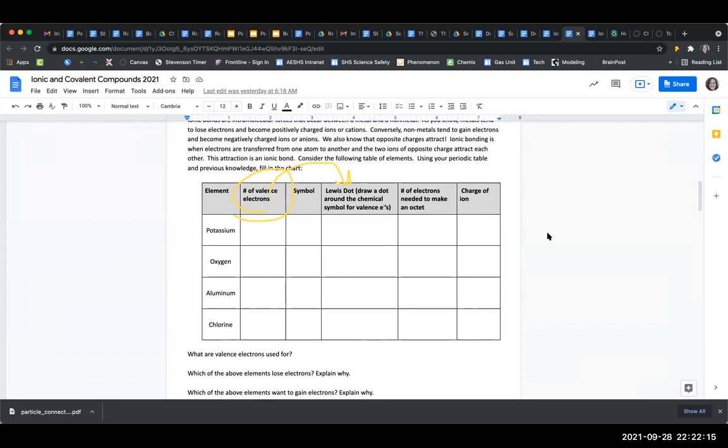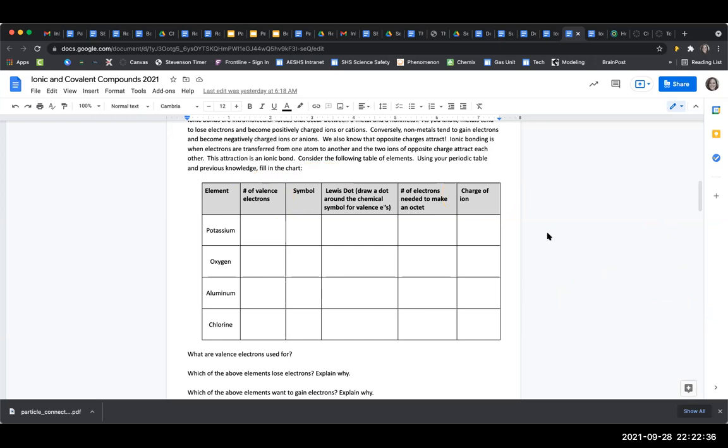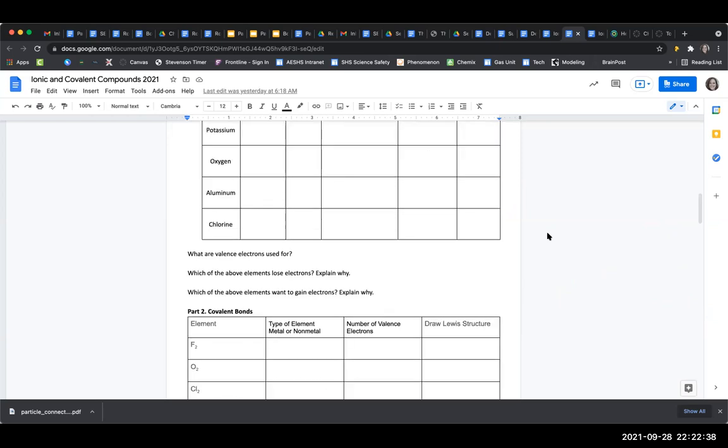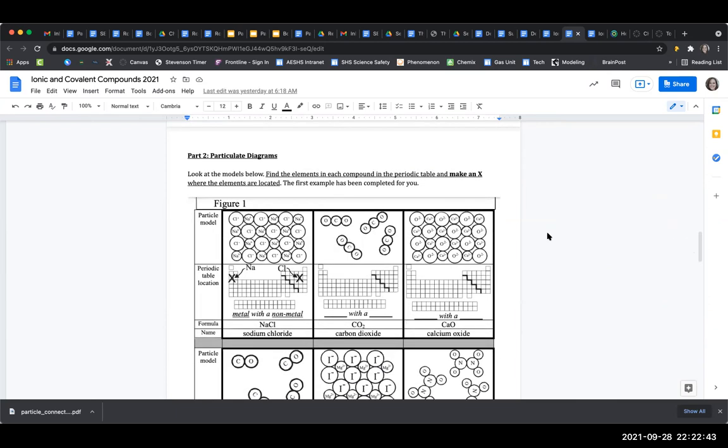And then in terms of the ion, if you lose electrons, you become positive. And if you gain electrons, well, then you're overall negative charge. So depending on how many you gained or lost, that's how you would know the charge there. Yeah, hopefully that made sense.